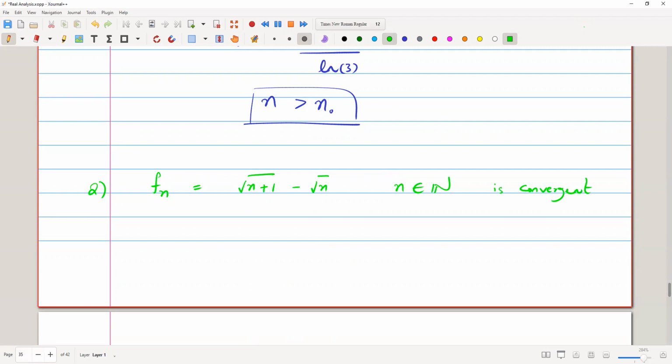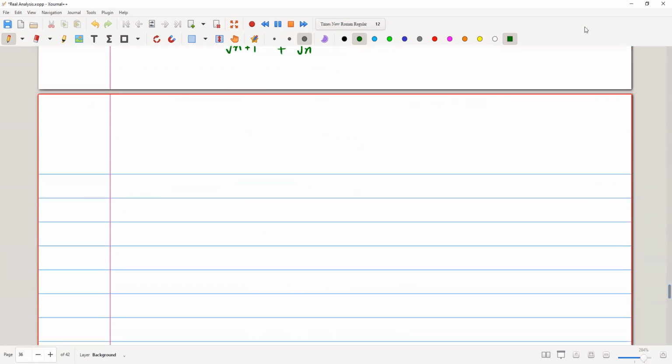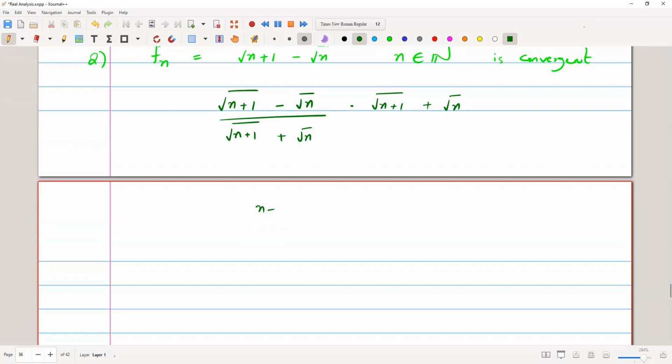Now what we can do here is multiply and divide the sequence by its conjugate to get a simplified form. So in the numerator we have n plus 1 minus n, over square root of n plus 1 plus square root of n, which equals 1 over square root of n plus 1 plus square root of n.